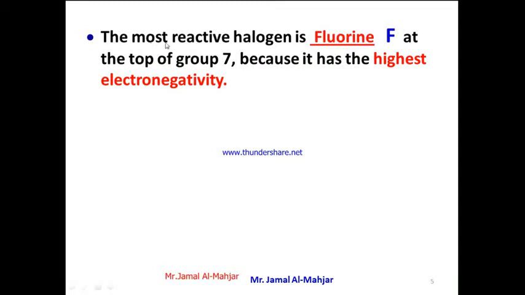Now, the most reactive halogen is what? It is fluorine, F, at the top of group 7. Why? Because it has the highest electronegativity. Electronegativity means the ability to attract electrons from the atoms. So the most reactive now is fluorine, and the reactivity decreases when we go down a group.